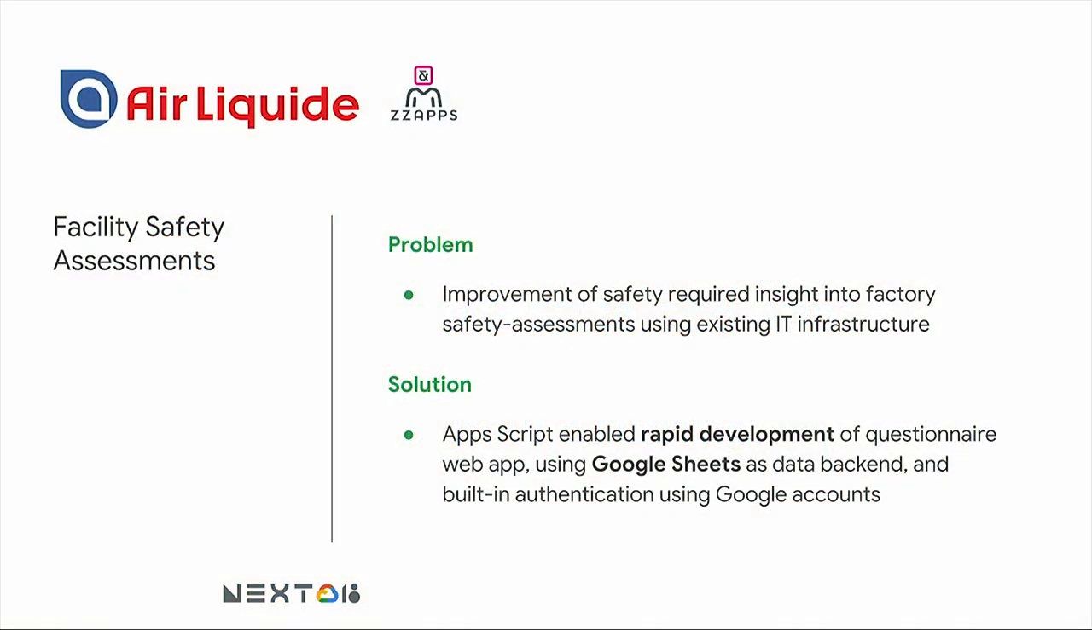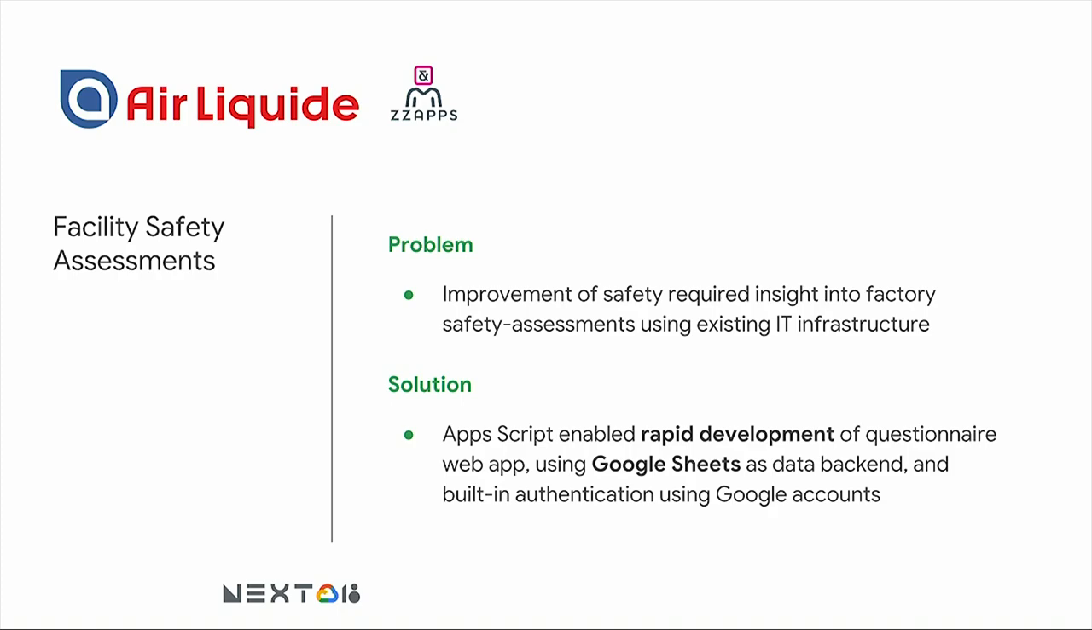Air Liquide is a French multinational company which supplies industrial gases and services to various industries, and their goal was to improve the safety on their grounds, on the factory grounds. And they needed to do risk analysis of their facilities by collecting risk assessment data. And then the resulting action plans would help them better comply with their internal safety standards. They needed to build an application to help keep track of these risk assessments while still using their existing IT infrastructure and tools. So they built it using AppScript, which produces the HTML and CSS and fetches the risk assessment data from a set of Google Sheets.